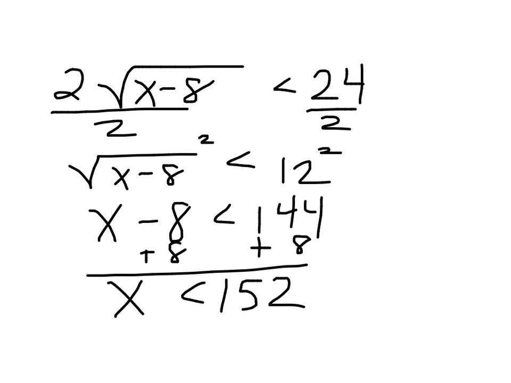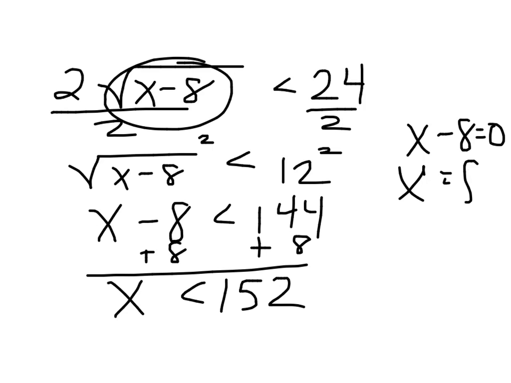Why 8 and not 0? What you do is you put the inside stuff equal to 0 and solve for it. So x minus 8 equals 0. X would equal 8. That's your stopper. Because if I put 0 in there, I'd be square rooting negative 8. You can't do that. So can you square root 0 though? Yeah, so therefore that would be an equal to.